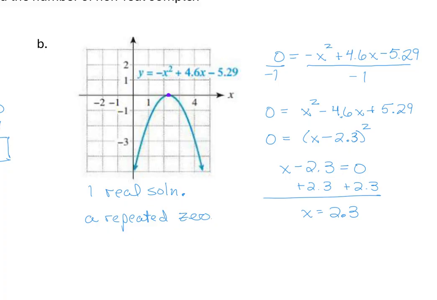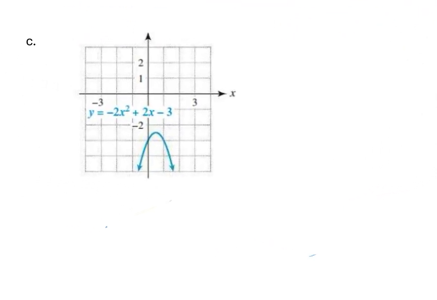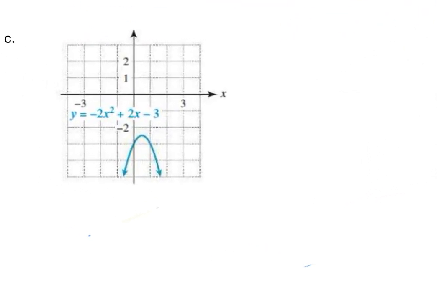All right, let's come down to the last two. All right, for example C, we have no x-intercepts. So no x-intercepts means no real solutions. And as I mentioned on the last side, what that means is we have two non-real complex solutions.